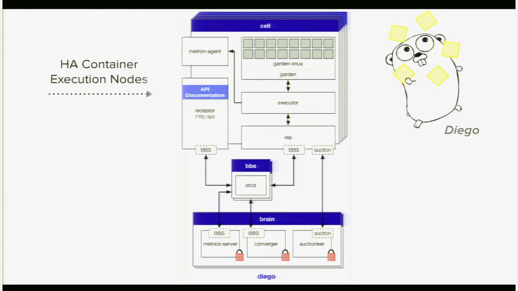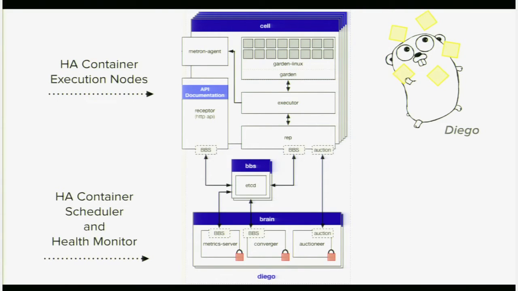The first component is a thing called a cell, and a cell is a highly available container execution node. It is a thing that runs containers. That is its job. That is all that it cares about doing. You then have a thing called a brain. The brain's job is to schedule workloads. So, hey, I have some work I want to do. I want it to end up over here on this cell and run. And this brain's job is to actually orchestrate and make that happen.